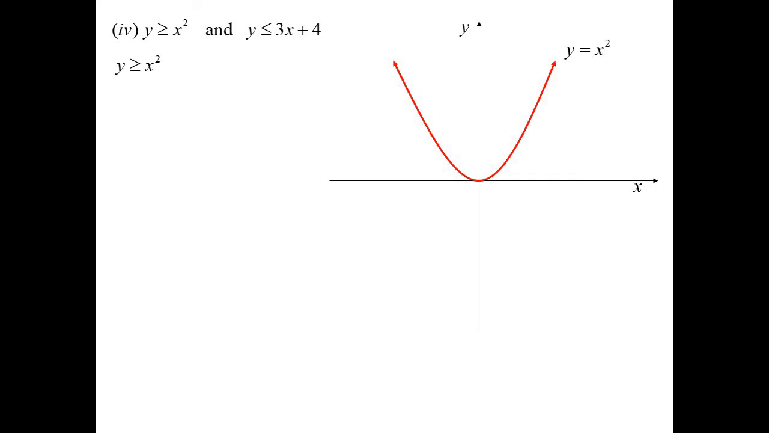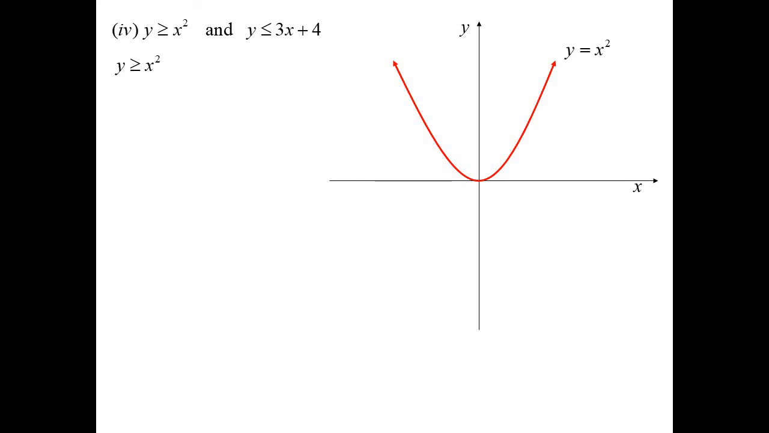But what happens if we have multiple functions? So in this case, I've got y is greater than or equal to x squared and y is less than or equal to 3x plus 4. Well, y is x squared. I know that's to be a parabola, so I'll draw that in first. So there's our parabola. Y is greater than x squared. Am I inside the parabola or outside the parabola? Well, let's test a point.